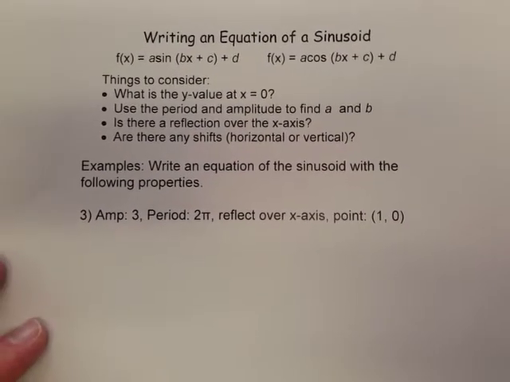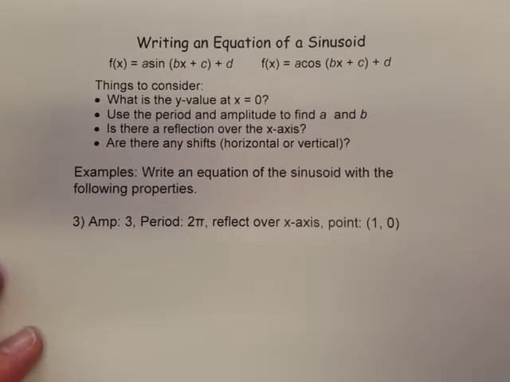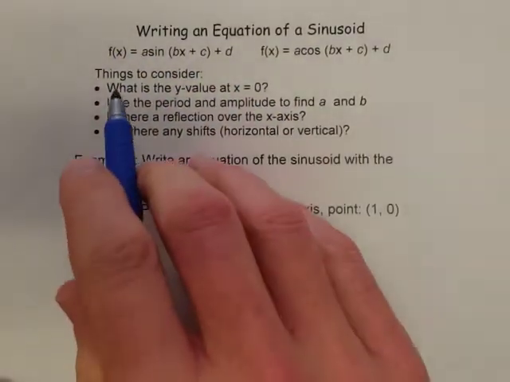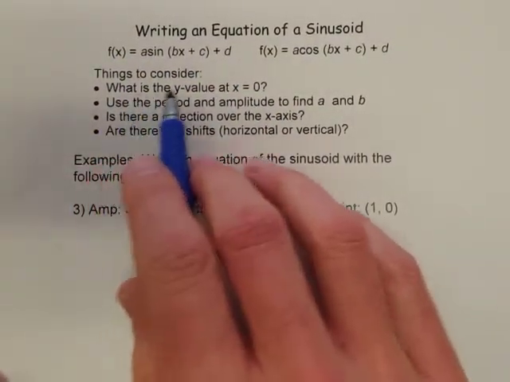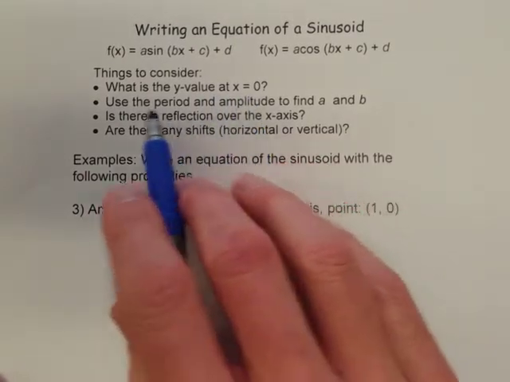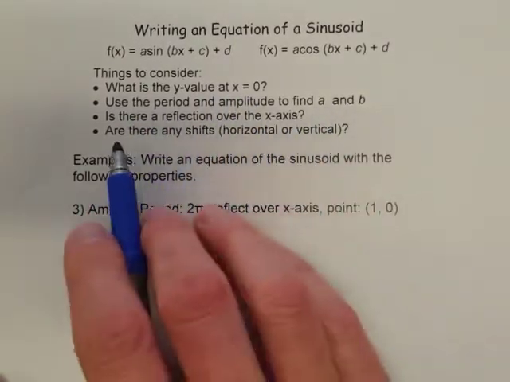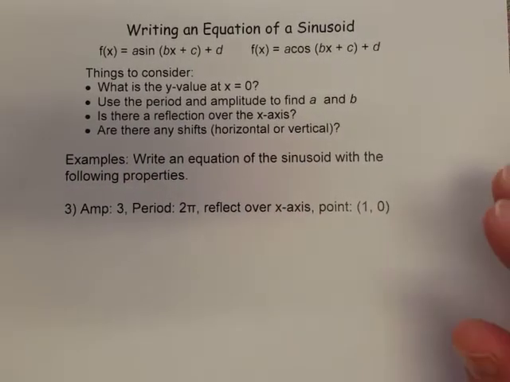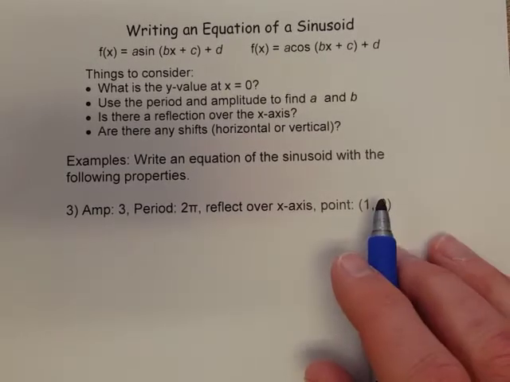This is the last example of 4.4 day 2. It's the third example of writing the equation of a sinusoid. So we talked about these things to consider: what's the y value at x equals 0, period, amplitude, reflections, vertical or horizontal shifts. So we're looking at all that different stuff here, and we are going to try to write one more.